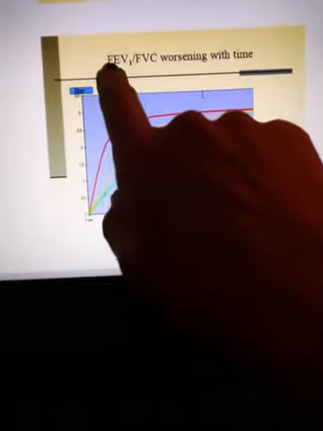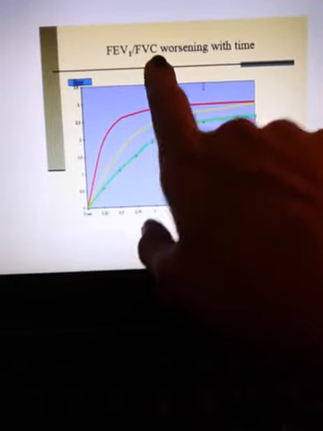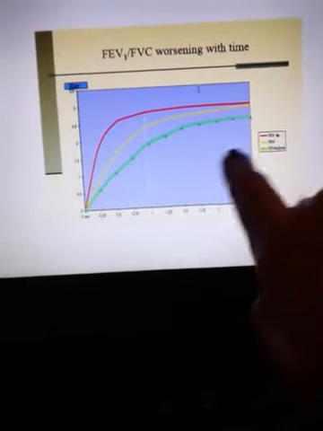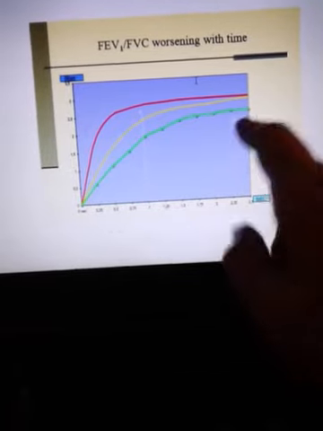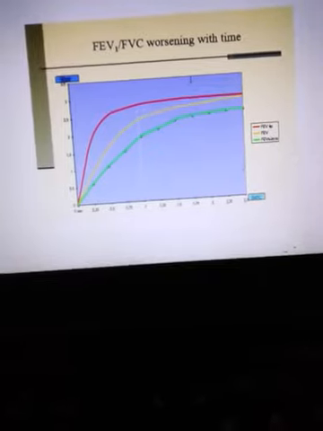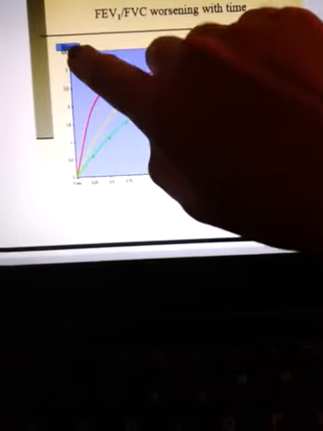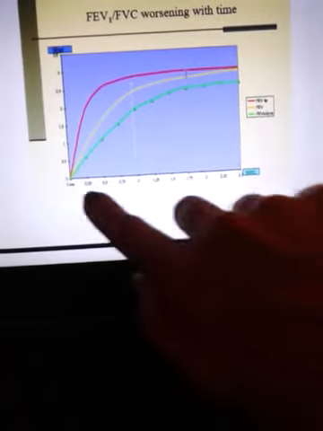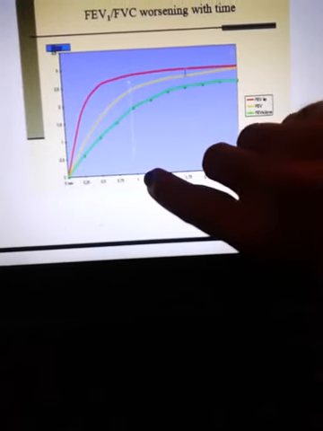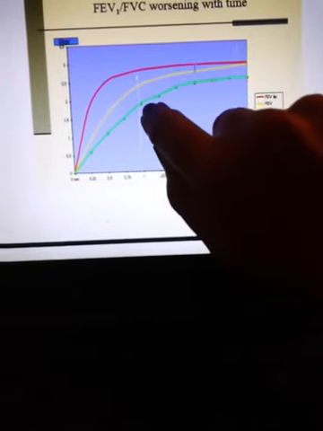Forced expiratory volume and forced vital capacity, FVC. Whatever is lower means there is a problem. This is the volume of air in liters and this is the time in seconds. In the first second, this is normal and this is abnormal. This is COPD, very advanced, okay?